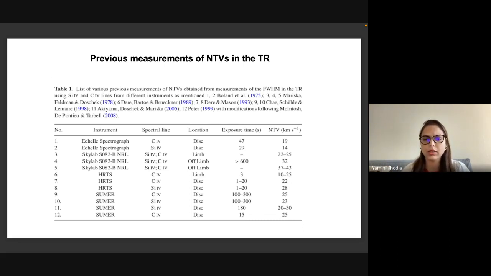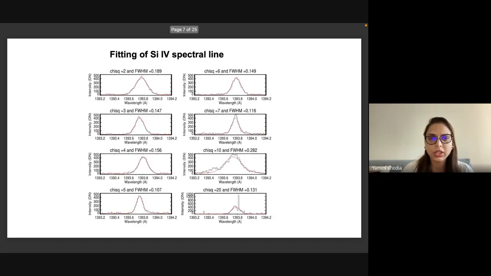But also all these instruments had really high exposure times, of the order of 100 to 300 seconds. But since IRIS is capable of giving us low exposure times, it was interesting to see if we see any kind of temporal effects, or if these calculations change according to the temporal resolution. So we use the silicon IV line for calculation of non-thermal velocities.